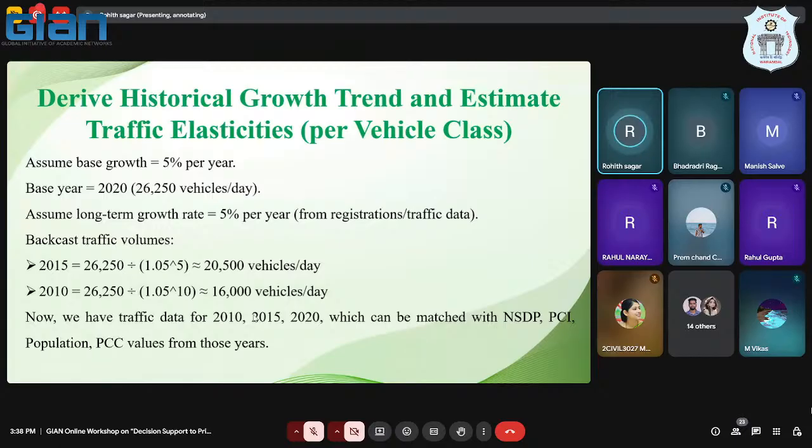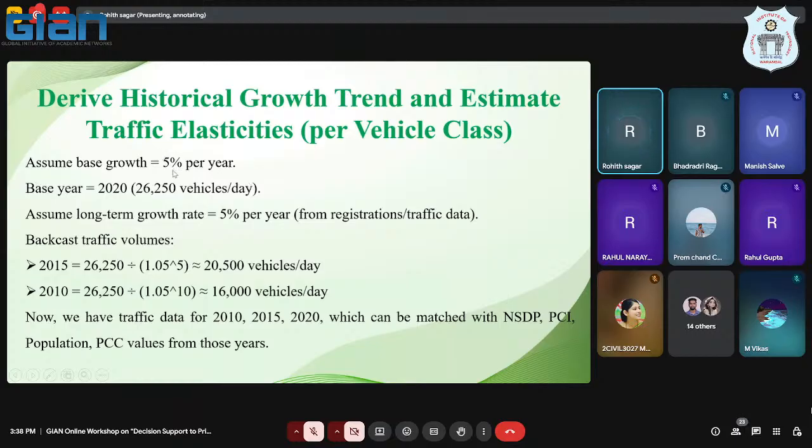So with this 5%, we have back calculated the traffic of year 2015 and 2010. If we are doing the survey, and if we are calculating for any highways or any ring roads, we need to calculate for five years, that is 2015, 16, 17, 18, 19 and 20. Like that we need to calculate. And so here we have taken 5%.